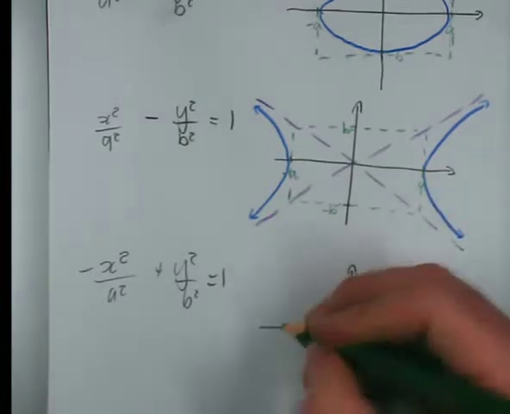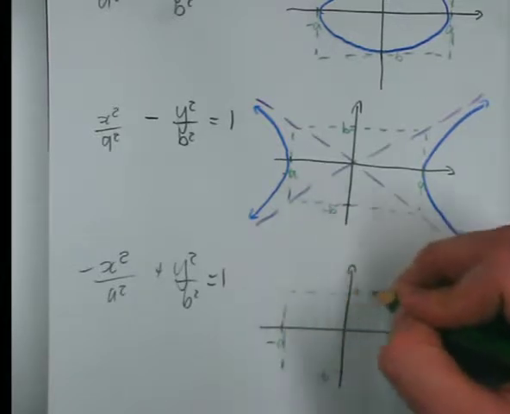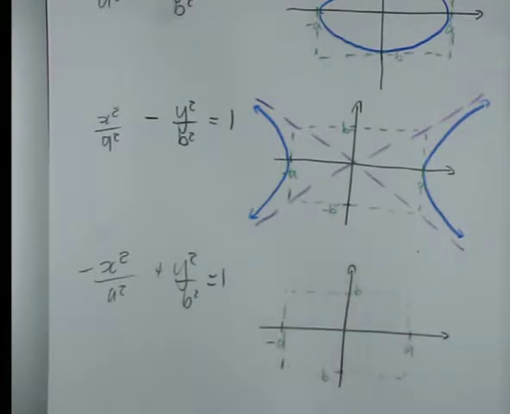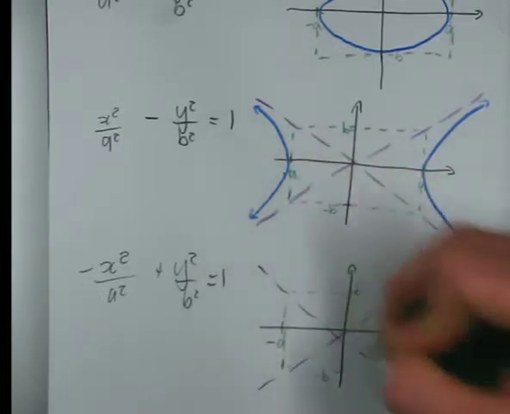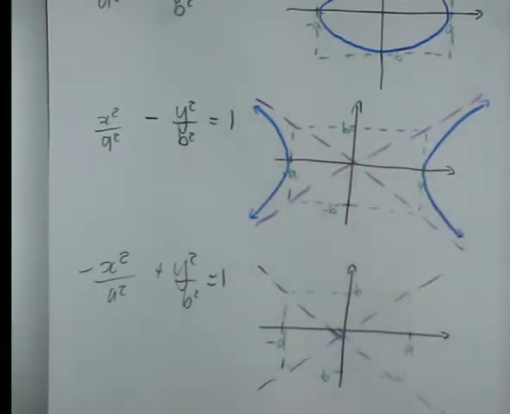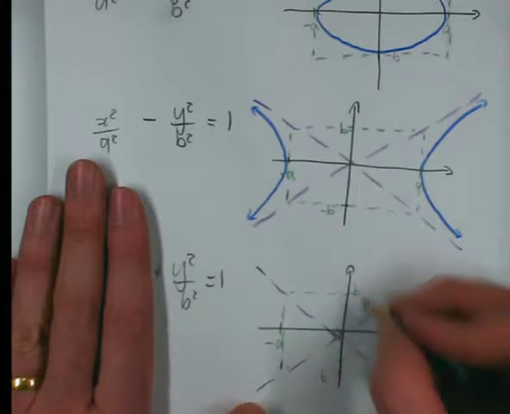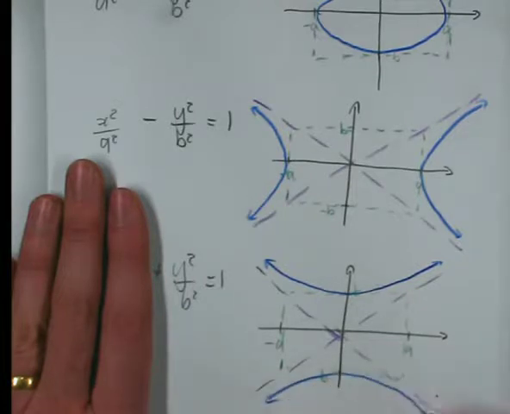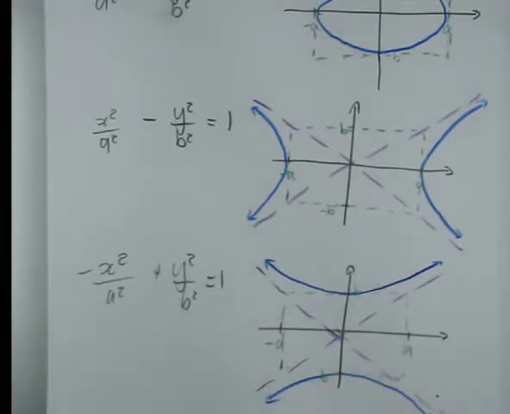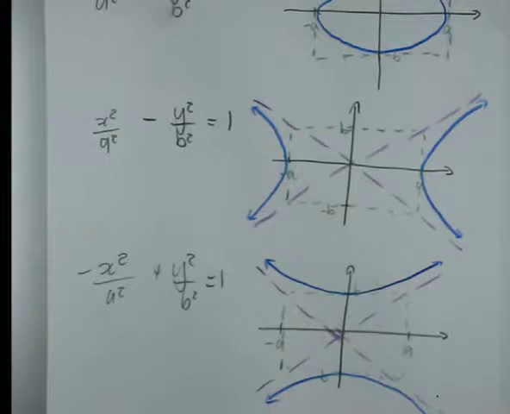I would still draw my box, like that. I would still have the same asymptotes. Oh, that's supposed to go through the origin, sorry. This time, if I look at the y-axis, I do get solutions. It meets the y-axis, and so therefore it must be up here, and it heads towards its asymptotes. Notice that the hole here is matching with where the minus is. The minus is on the x, so the hole is on the x-axis. That's how I draw hyperbolas.